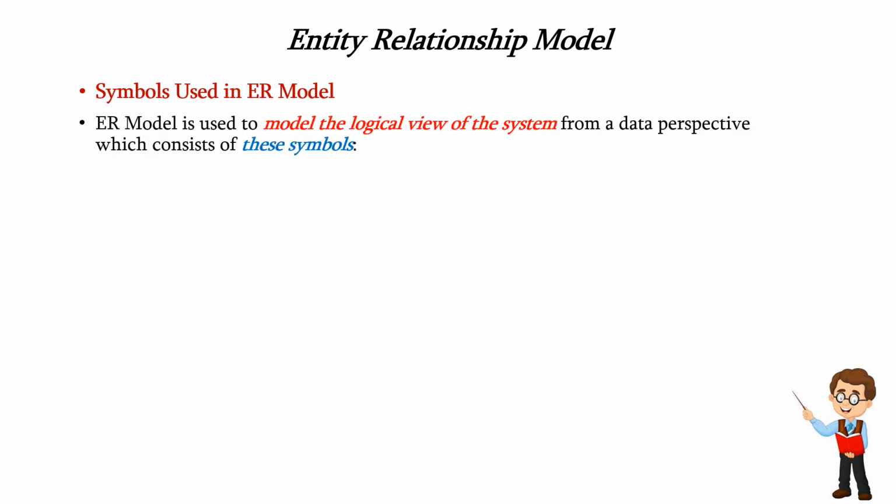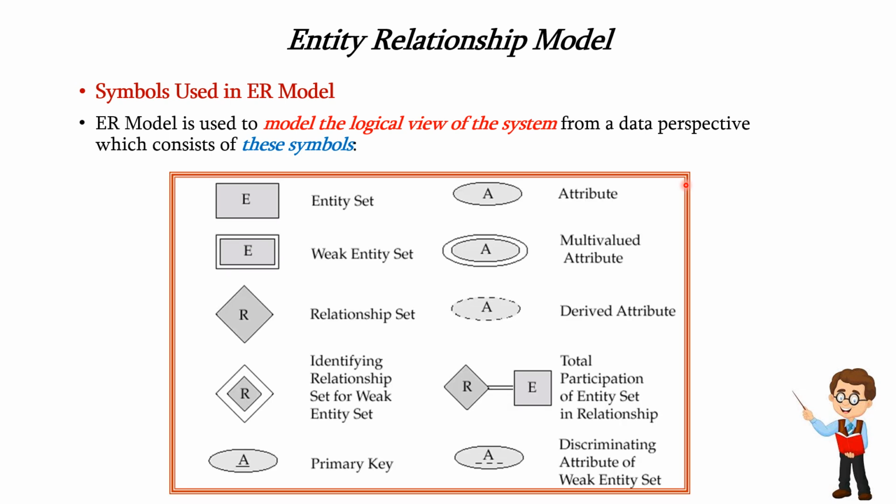Now, let us see the symbols used in the ER model. The ER model is used to model the logical view of the system from a data perspective, which consists of the following symbols. First, the rectangle is used to represent the entity set. Double rectangle represents the weak entity set. Diamond symbol represents the relationship set, and double diamond represents the identifying relationship set for the weak entity set.